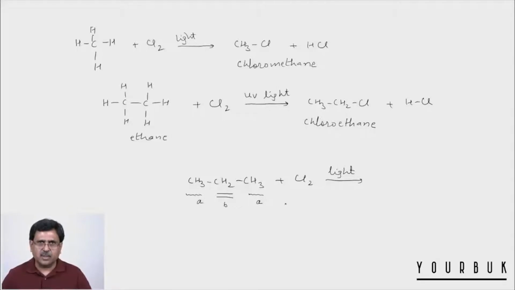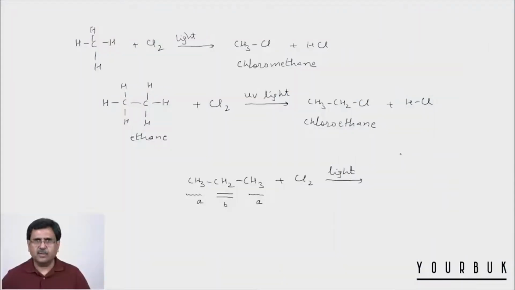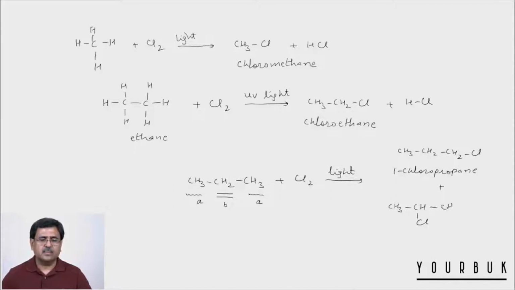Now we have 2 options available. Either we can replace one hydrogen from set A by chlorine, or we can replace one hydrogen from set B by chlorine. As a result, 2 products are formed. So when we react propane with chlorine, the 2 monochloro products are formed. One is 1-chloropropane, and the second is 2-chloropropane. This is called 2-chloropropane.